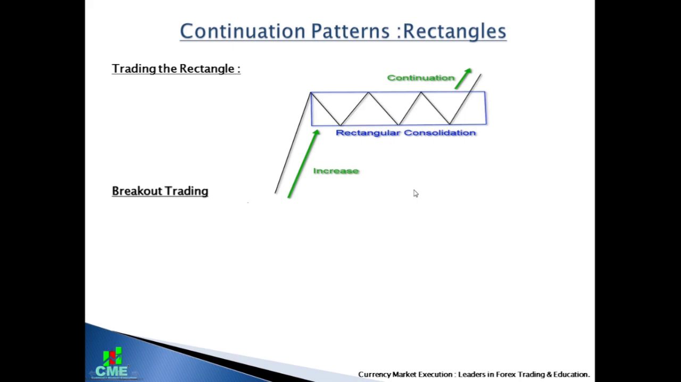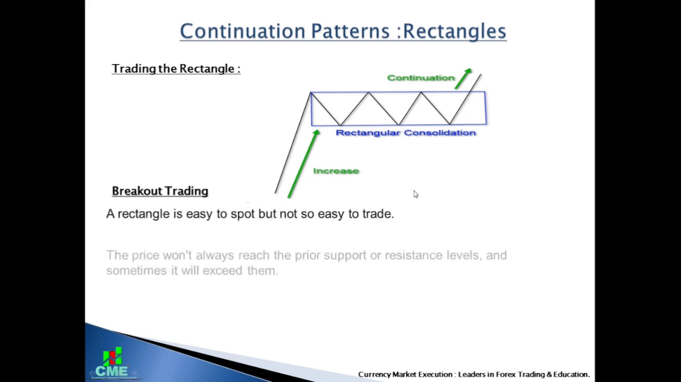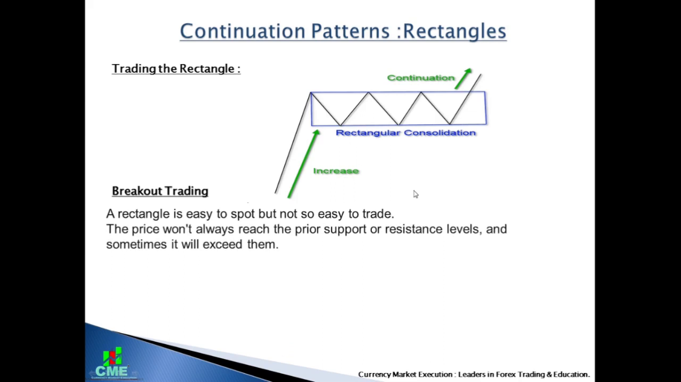I will explain further. So breakout trading, a rectangle is easy to spot but not so easy to trade. The price won't always reach the prior support or resistance levels, and sometimes it will exceed them. That's what we covered on the previous slide, where I showed you that sometimes it will not get there. But what can you do? You can put your stops, you can put your trail stop, you can put measures or check your candles to make sure that you are gauging the market. You are checking how the market is moving so that it does not reverse on you. So that can trick traders, resulting in missed or losing trades.